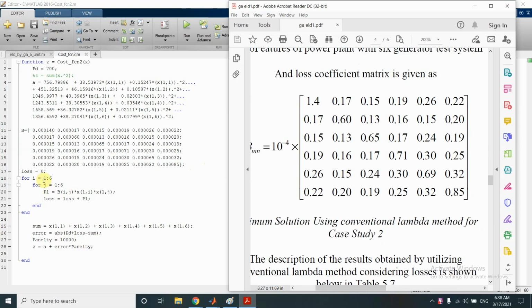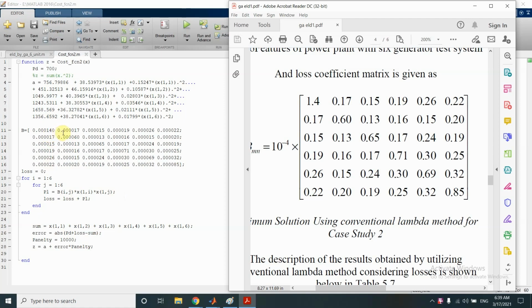This one. And we initialize a loss variable. Then we have to calculate the power loss. The formula for power loss is Bij into Xi into Xj. That is, we take one element of this B matrix, and suppose it is B11, then we multiply this B11 with generation of first unit twice, because B11 is 1 and 1.